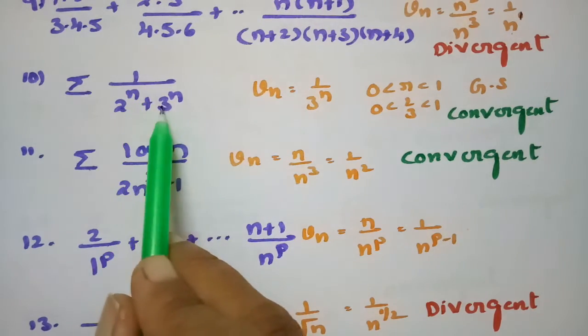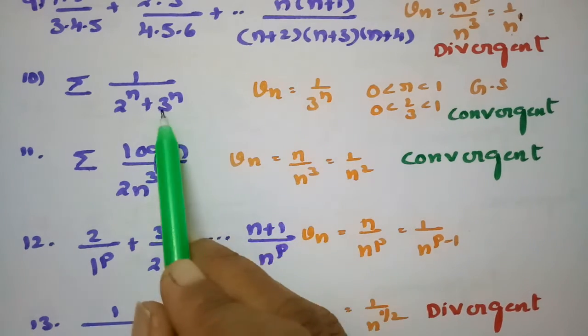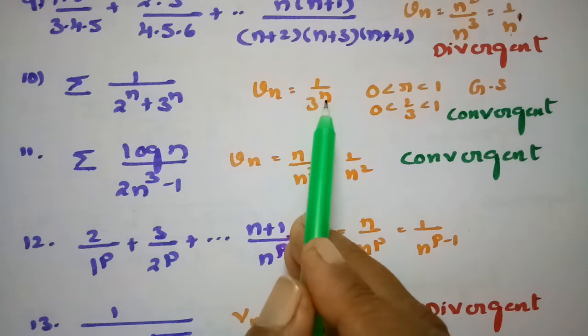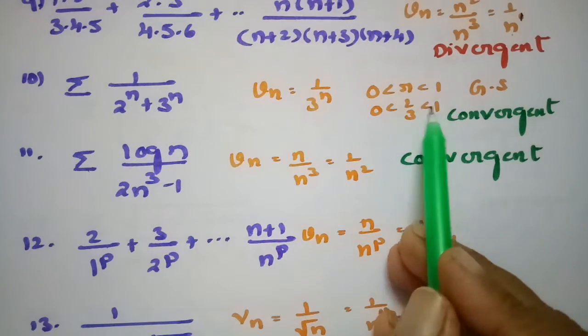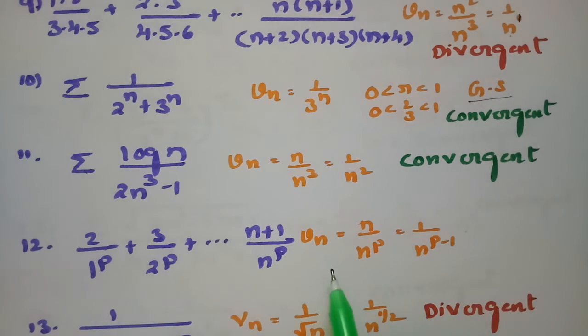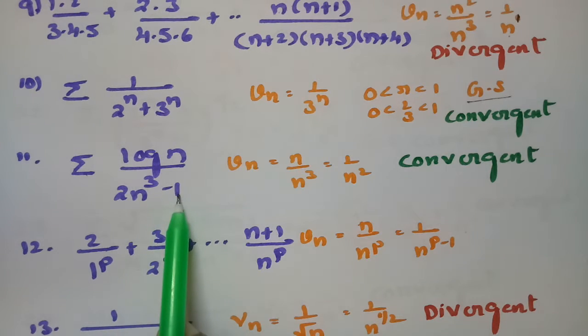So this is 1 by 2 power n, 3 power n. So here it is. So if I take 3 power n common, vn is equal to 1 by 3 power n. So 1 by 3. So this is less than 1 according to the geometrical series, as I said you the first test. So this is convergent. So log n by 2n cube minus 1.